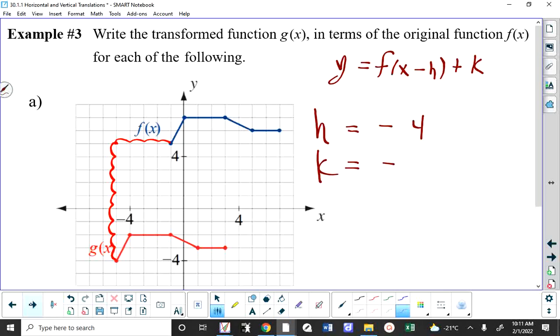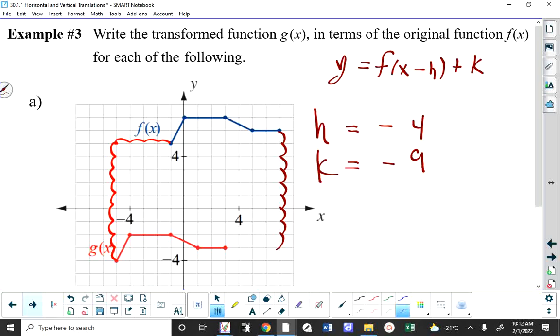So in order to go from f of x to g of x, it looks like I have to shift it 4 units to the left. And then in order to go from f of x to g of x, negative 3 and 6, 1, 2, 3, let me just double check here, 1, 2, 3, 4, 5, 6, 7, 8, 9, so 9 down.